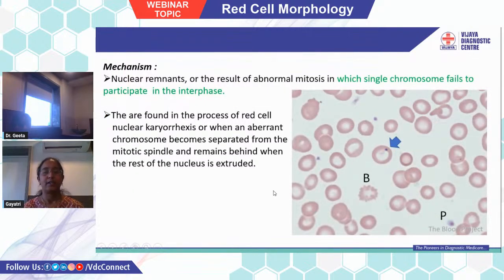Why are these Howell-Jolly bodies formed? These are mainly due to abnormal mitosis where a single chromosome fails to participate in the mitotic spindle, so it remains behind, and the rest of the nucleus is extruded out.